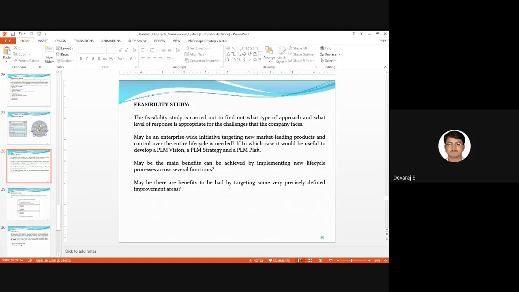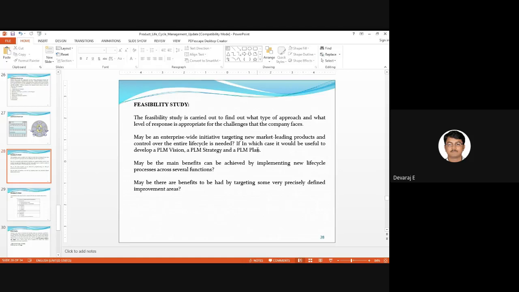So these are the challenges faced in the IC engine. If you want to develop more efficiency, what can you do? That is called the PLM vision. So you can mention what the vision is. Vision is nothing but getting more efficiency in the IC engine. So for that, you should make a strategy: in what way can we improve our efficiency, and then the plan.